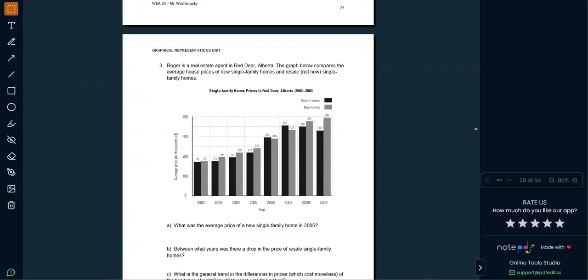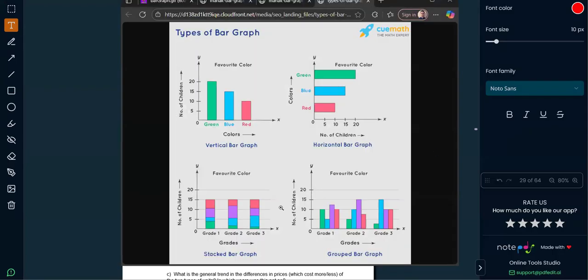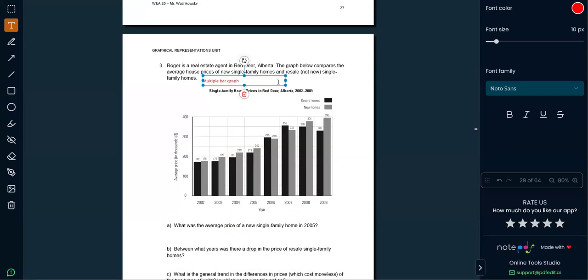Okay, so question 3. Being able to draw is important, but being able to read it as well. Now, which graph is this one again? This is a multiple bar graph. It's a vertical multiple bar graph. Now, on your image, this would be a grouped bar graph. Either's fine. I don't care which.